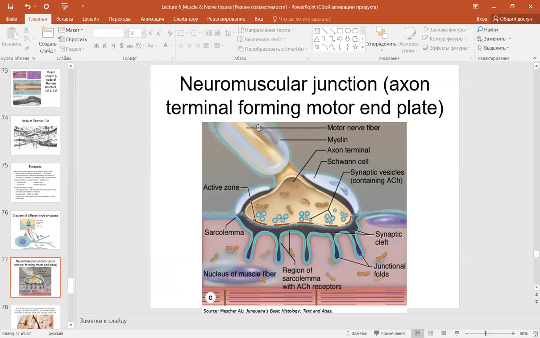Motor nerve fiber, myelin sheath, axon terminal, the synaptic vesicle containing acetylcholine, Schwann cell isolating the surface of the presynaptic knob, the synaptic cleft, the region of sarcolemma with acetylcholine receptors, nucleus of muscle cell fiber, sarcomeres, myosin filaments, actin filaments, Z-line, sarcolemma, the plasma membrane of the muscle fiber.